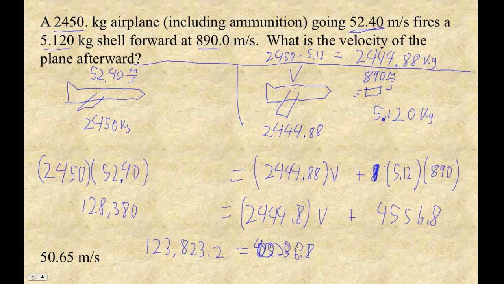Whoops. What am I doing? Okay, equals 2444.88 times V. There we go. So I subtracted this from both sides, so I don't need to write it there anymore. Good enough, right? And now I just divide this by 2444.88. I get V equals 50.6459, right? Okay, so yeah, the airplane does slow down.